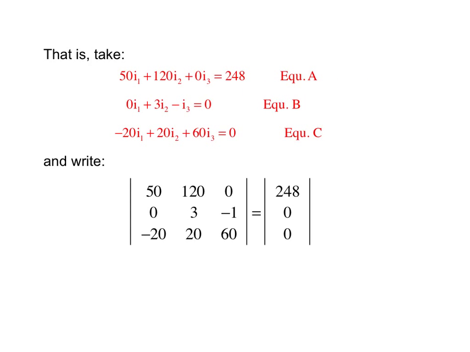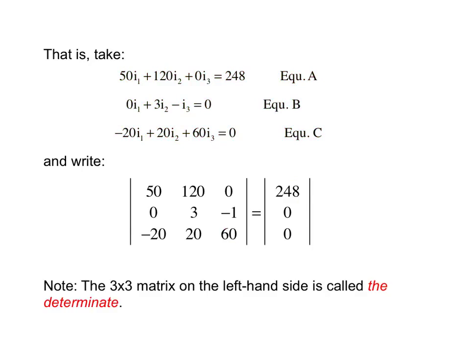So I'm going to talk about this in class, but I'm going to show you very quickly how it works. So here are your three equations. You're going to take the I1 coefficients and you're going to list them in this matrix. I2 coefficients, list them. I3 coefficients, list them. Constants, list them. Okay, kindly notice this matrix is called the determinant.